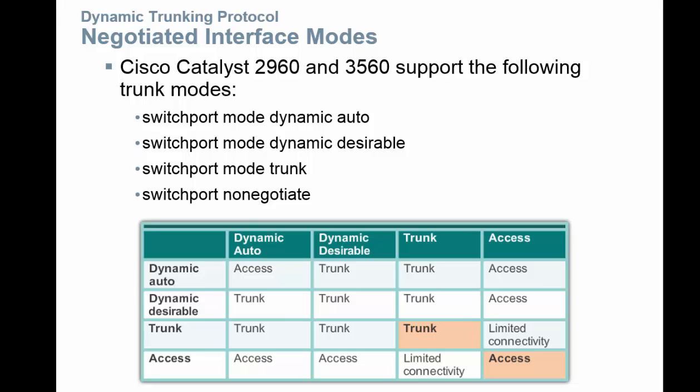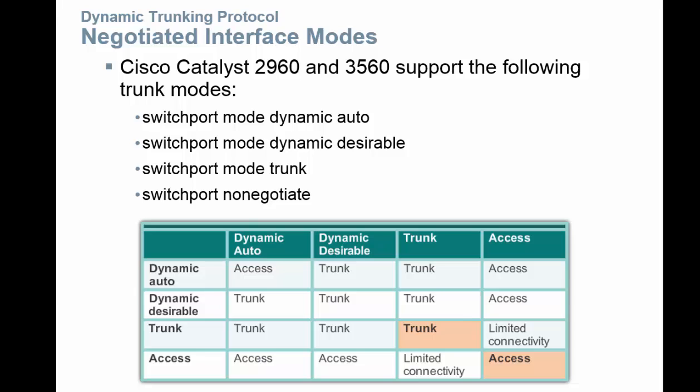Then we have nonegotiate, and this prevents the interface from generating DTP frames, or Dynamic Trunking Protocol frames. You can use this command only when the interface switchport mode is access or trunk, and you must manually configure the neighboring interface as a trunk interface to establish a trunk link. So you end up having to configure both ends of it. You should get in the habit of configuring trunk links statically whenever you can. The default DTP mode is dependent on our Cisco IOS software, so it depends on which version you're using.